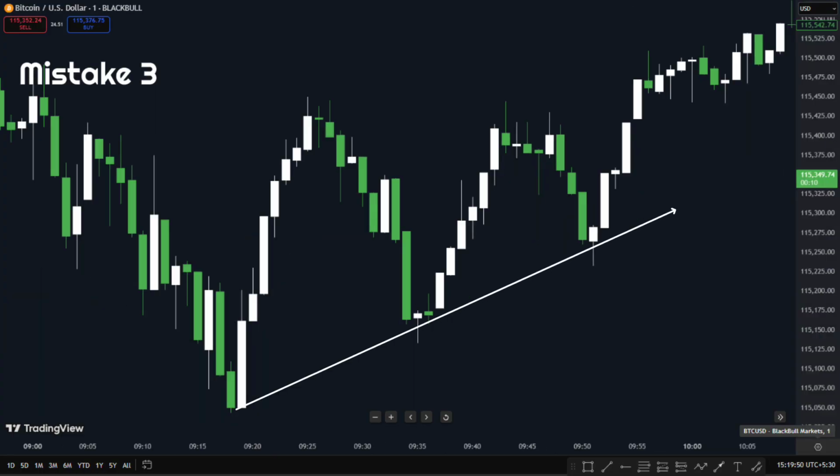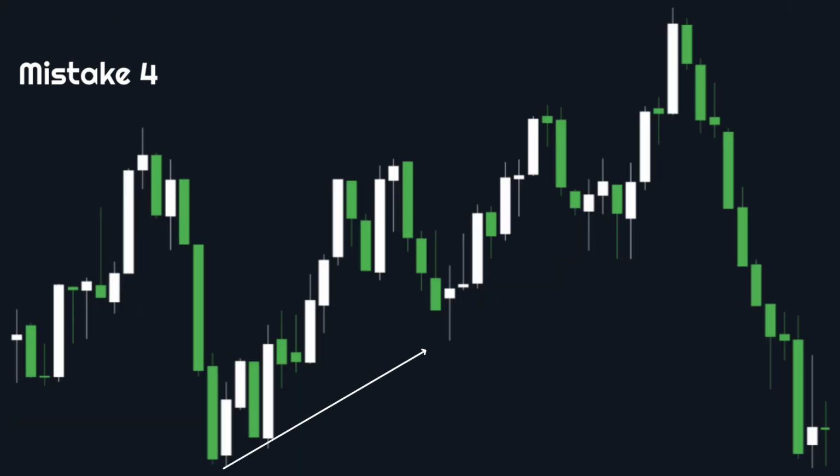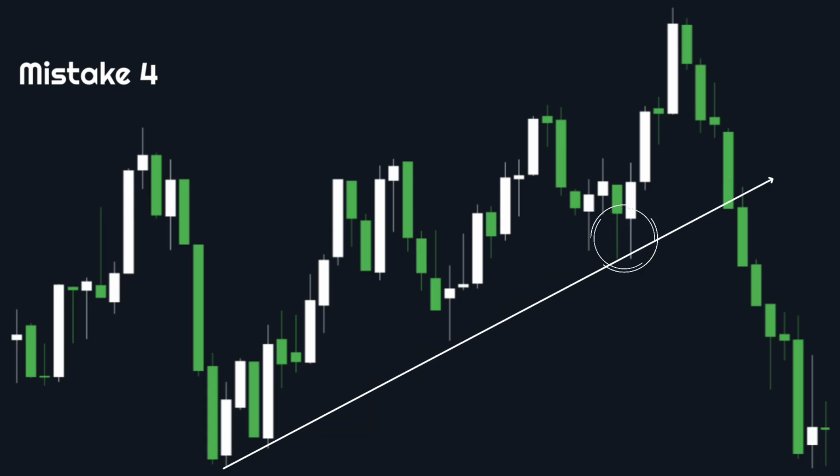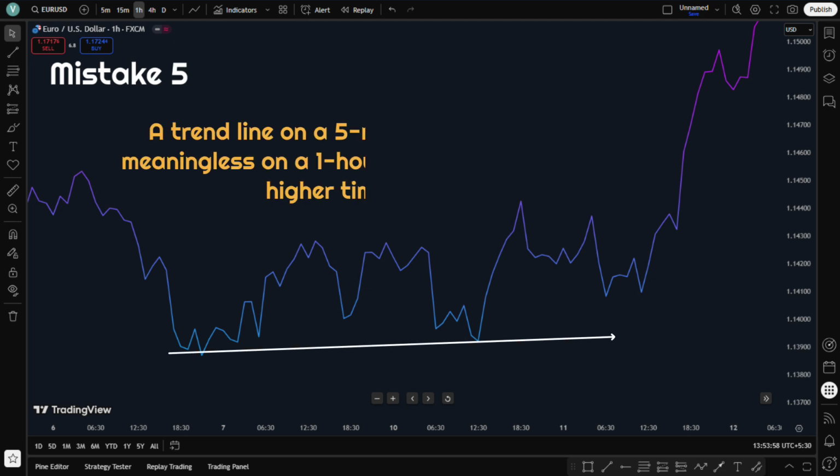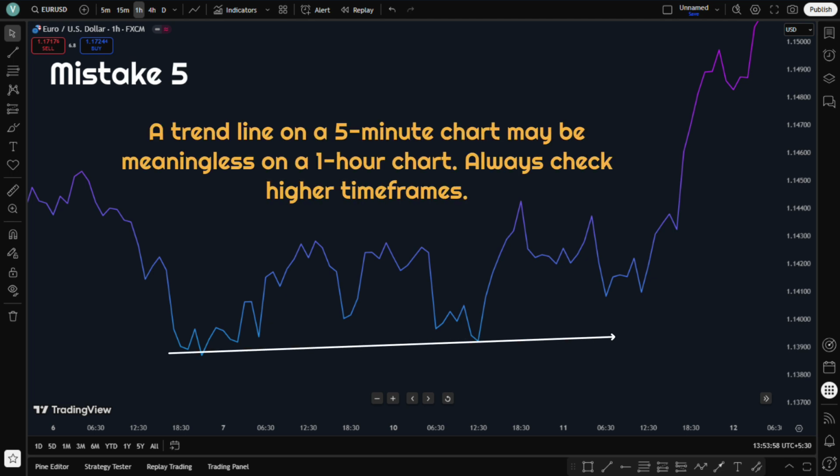Mistake 3: ignoring wicks completely. Wicks often mark the true turning points. Ignoring them can make your line less accurate. Mistake 4: forgetting to adjust. A trend line is not permanent. If new highs or lows form, adjust your line. Mistake 5. Wrong time frame analysis. A trend line on a 5-minute chart may be meaningless on a 1-hour chart. Always check higher time frames.